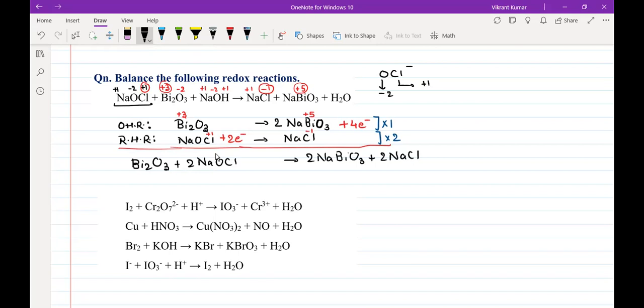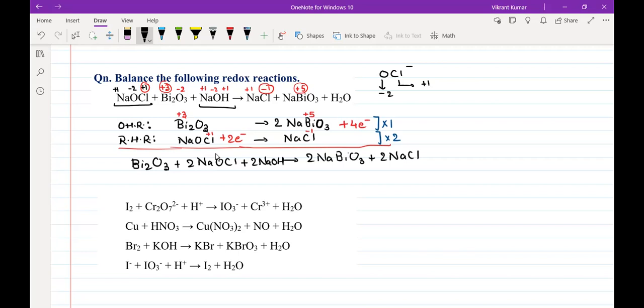Then we'll see all the other atoms other than H and O. What is that other atom? That is sodium. Is sodium balanced? No sir, it's not balanced. How many Na and which side is it deficient in? It's deficient on the left side, sir. So we need to have 2 more sodium somehow. For that, they have given us NaOH. So we'll add how many NaOH? 2 NaOH. And that's how we have balanced sodium.